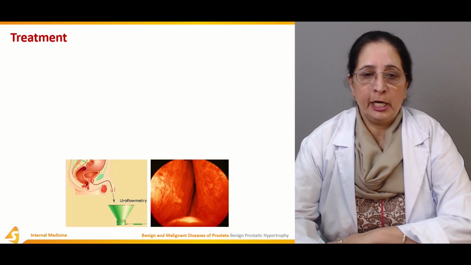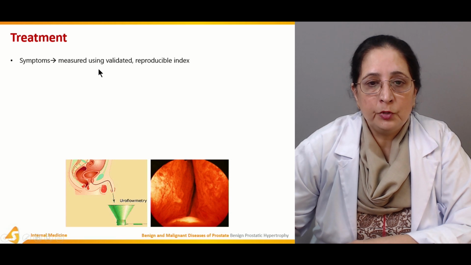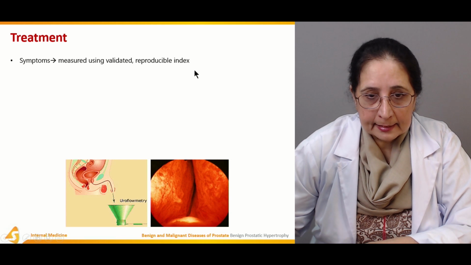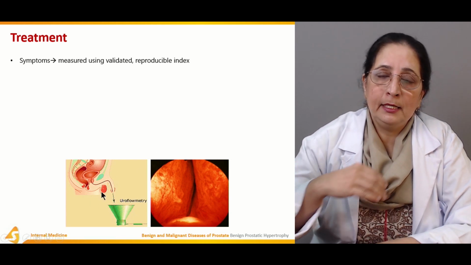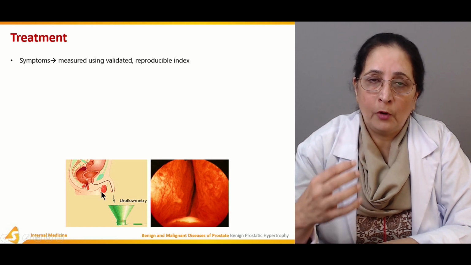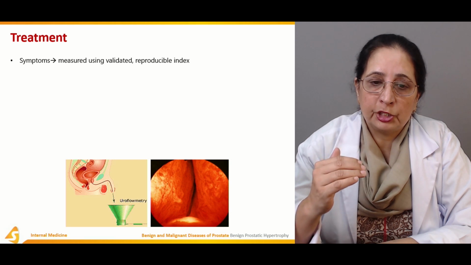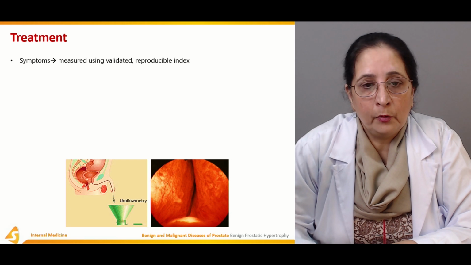Treatment of BPH is based on the symptoms. They are measured using a validated reproducible index. This is the uroflowmetry that tells how is the flow of the urine, that gives how much is the obstruction and how well is the flow. So that's the uroflowmetry.